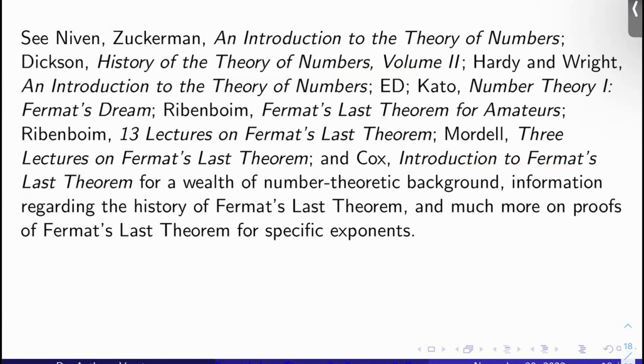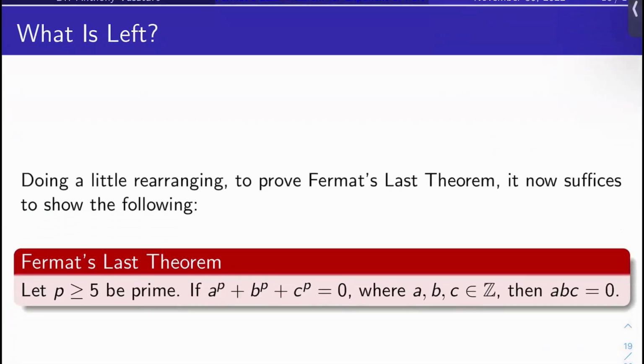I didn't list any of the more advanced references here that go through the general proof. I'm trying to give you references that go through things about specific exponents, number theoretic background, history, things like that. Okay, so what's left?